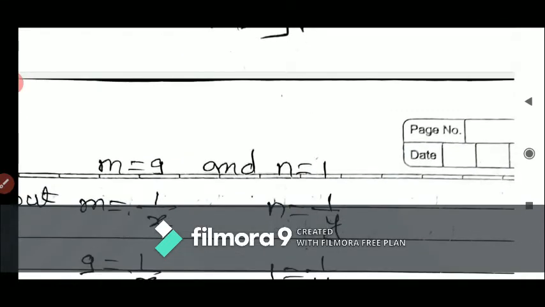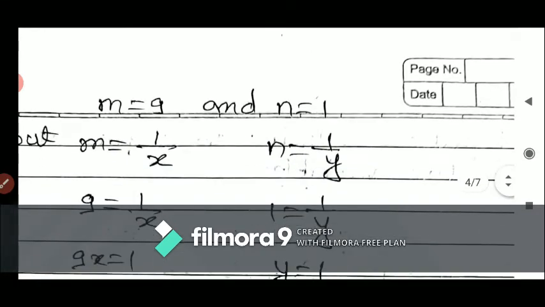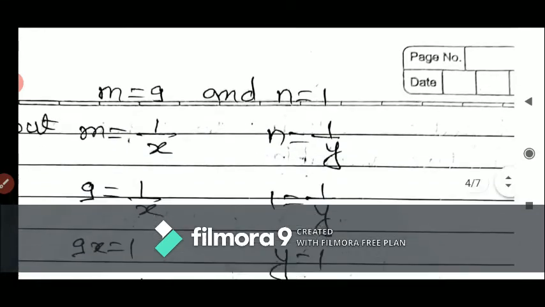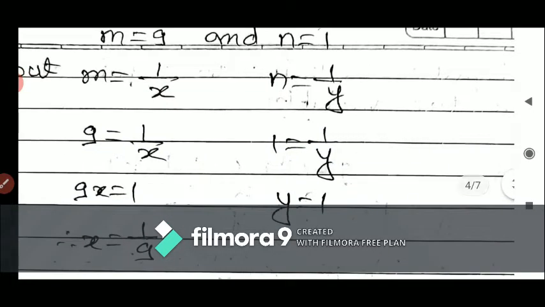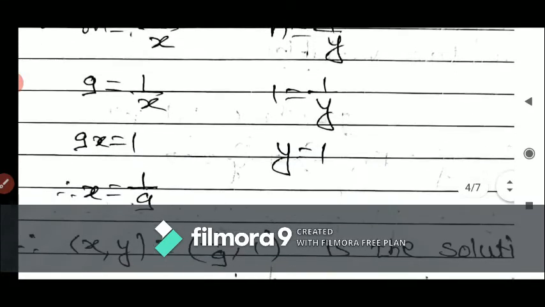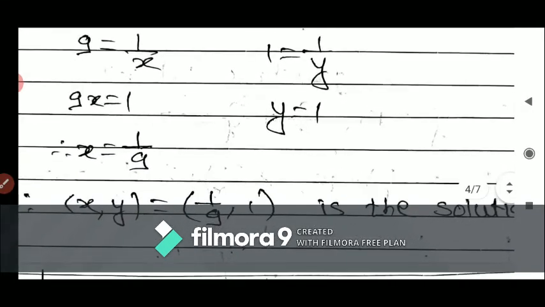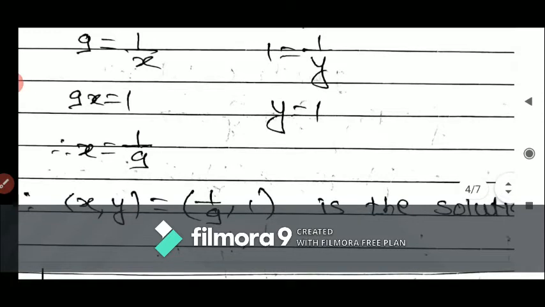Now actually, we took the variable m for 1 by x and the variable n for 1 by y. Now put m is equal to 9 is equal to 1 by x and n is equal to 1 is equal to 1 by y. Therefore the value of x is equal to 1 by 9 and the value of y is equal to 1. Therefore (1 by 9, 1) is the solution of that simultaneous linear equation.